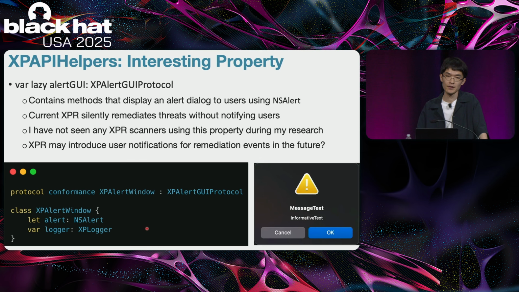Let's take a closer look at an interesting property in XP API helpers, which is called the alert property. This property includes methods that use NSAlert to display dialogs to users. I was surprised at this property because current XPR remedies threats silently without notifying the users. I haven't observed XPR making use of this property during my research, but the presence of this property suggests that GUI alerts may be introduced in a future update.